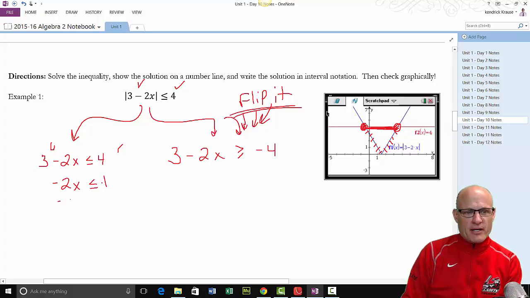And then I'm going to divide by negative 2. Wait a second, we just talked about this two seconds ago. We're going to divide by negative 2. What do I have to remember to do? That's right, flip the sign. Negative 1/2.